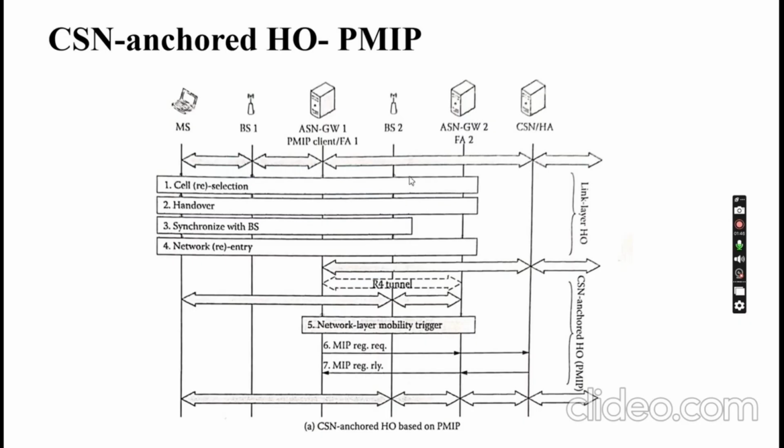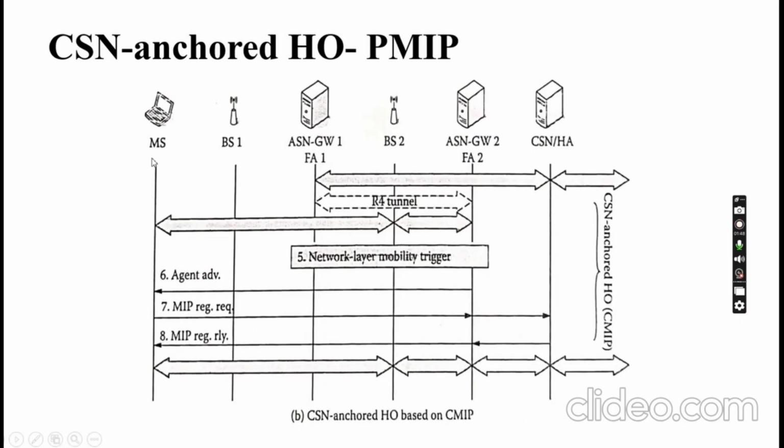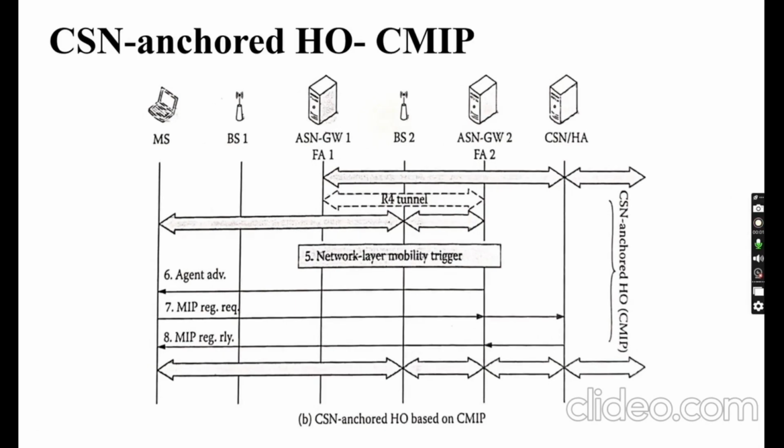So next is about CMIP. CMIP, that is client mobile internet protocol. The link layer handover is not carried out here. Straight away, a CSN anchored handover is carried out.